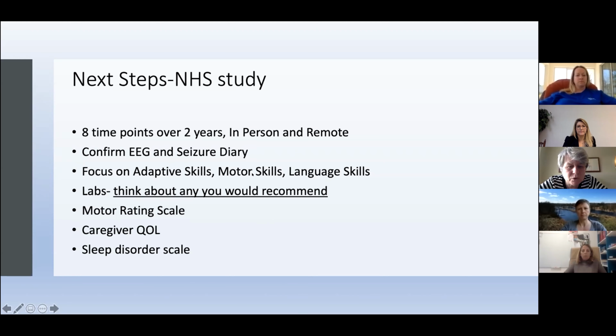The motor rating scale is actually videotaped, and it can be done anywhere in the world. So international patients will be included with that scale. And that has been used successfully at Stanford, so I know that it can be done through the help of the study coordinators and Zoom.